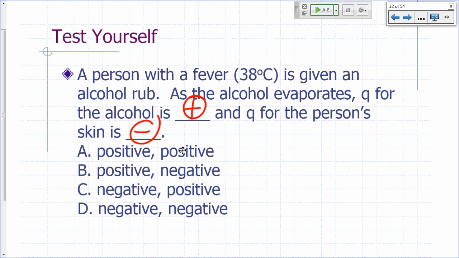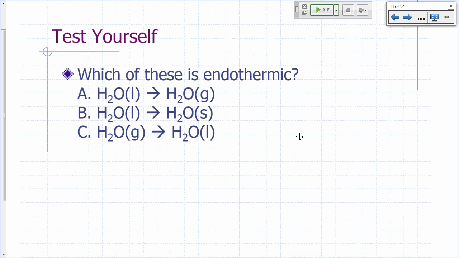And that's the same reason why, if you come in from the rain and you're drenched, or you come out of a shower, and as the water evaporates from you, what happens? You feel cold, right? Because the energy is being drawn away from your body by the molecules of the liquid turning into a gas. Okay, which of these is endothermic, A, B, or C?